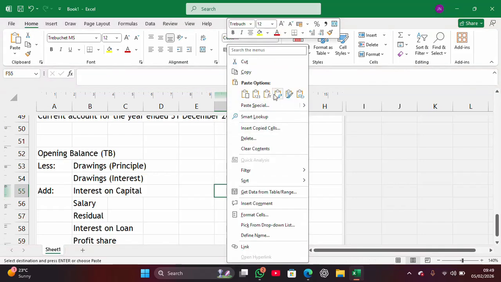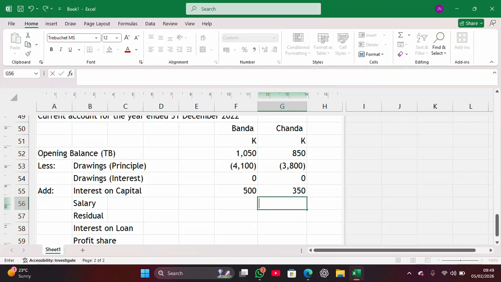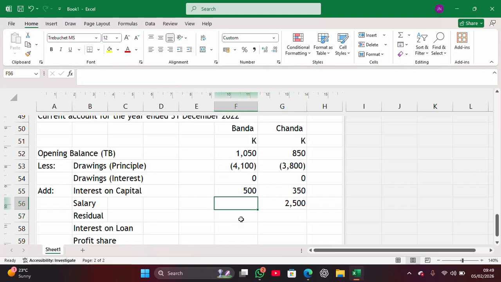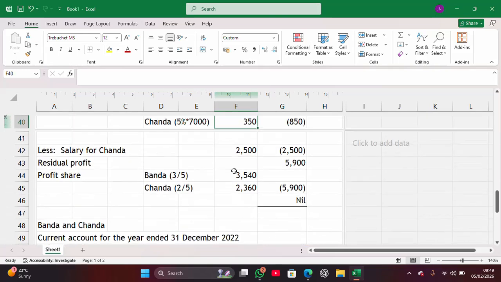Although they say that there's a way of transposing, I don't know if it has worked. It's worked. So you bring it in as an addition, isn't it? Then the salary, I remember it was a 2.5. For who? Chanda, right? So you allocate to Chanda, is that okay? Then again, you go and get the residual profits.